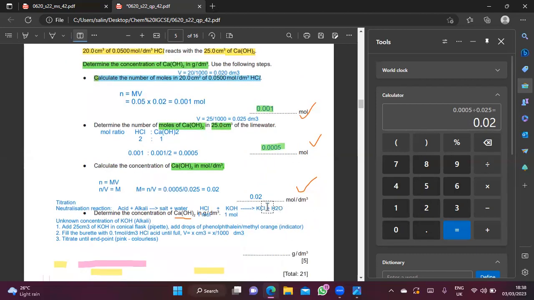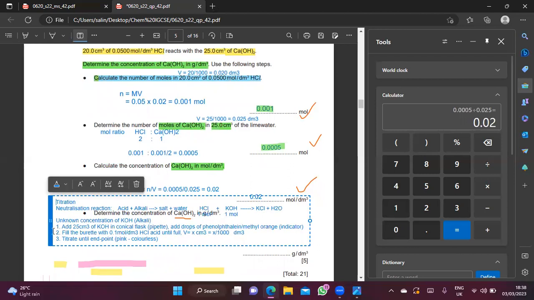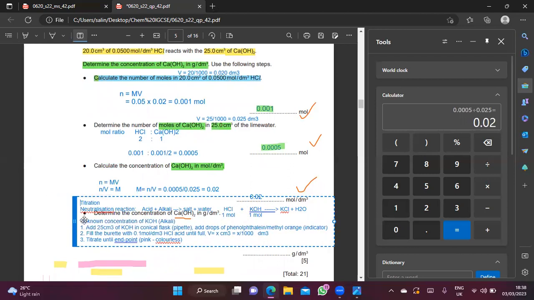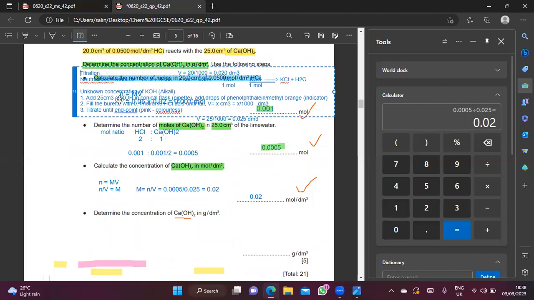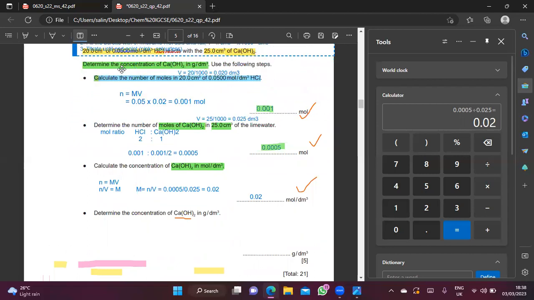Now this is actually in mole per dm cube. We're not done yet. This is a note that I did. We just need to go through this note afterwards. So I'm just going to put it somewhere up here first. Right, we're not done yet. All together it is actually 5 marks. So we only got 3 marks here.